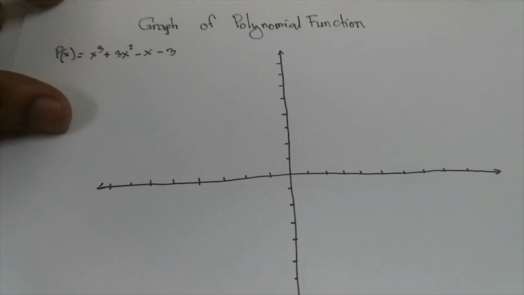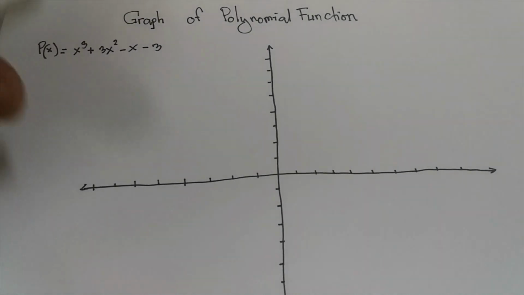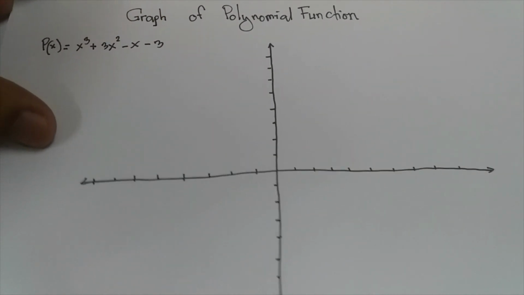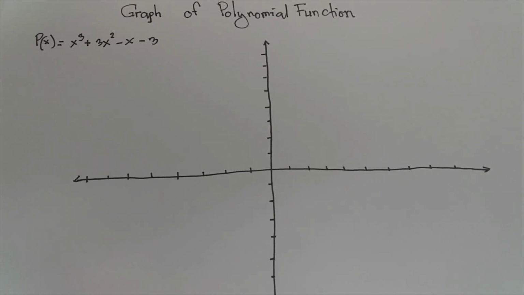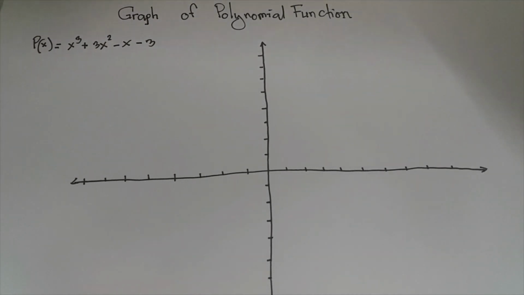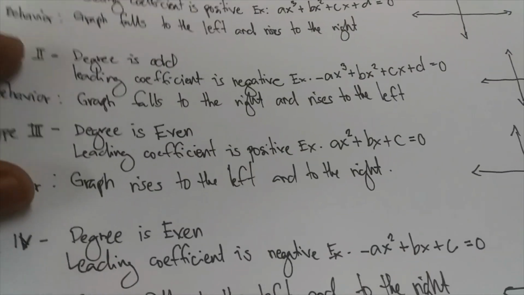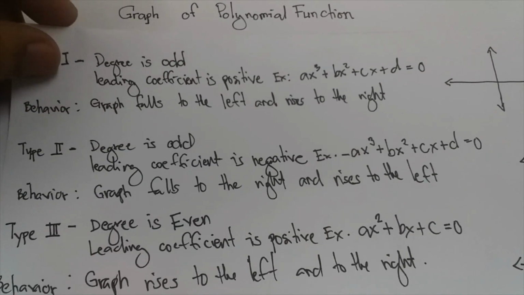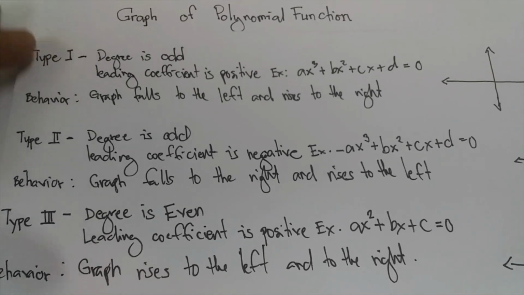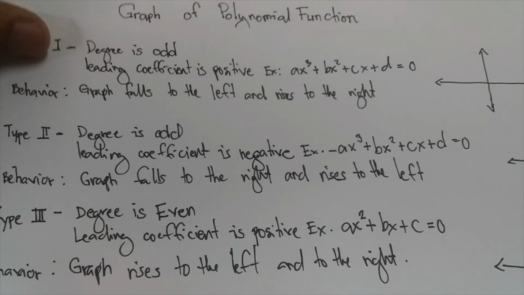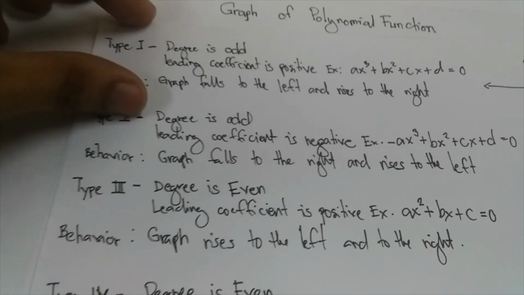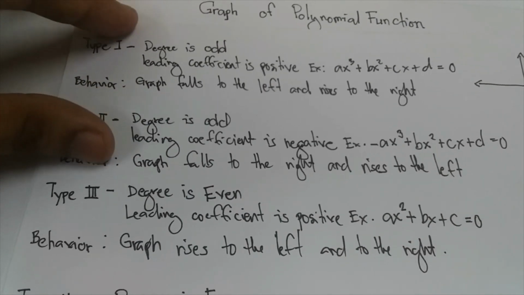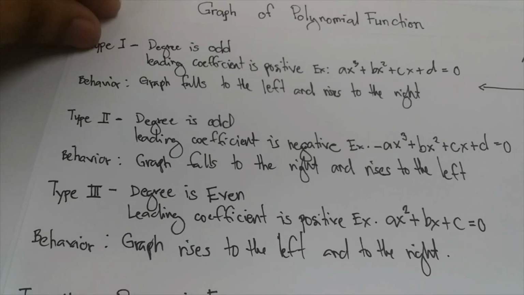Before we start our lesson, let us first familiarize some of the basics in graphing of polynomial functions. One of the basics here is the behavior of the graph. When we see the behavior of the graph, it determines the end behavior of the arrows of our graphs. I have here four types.